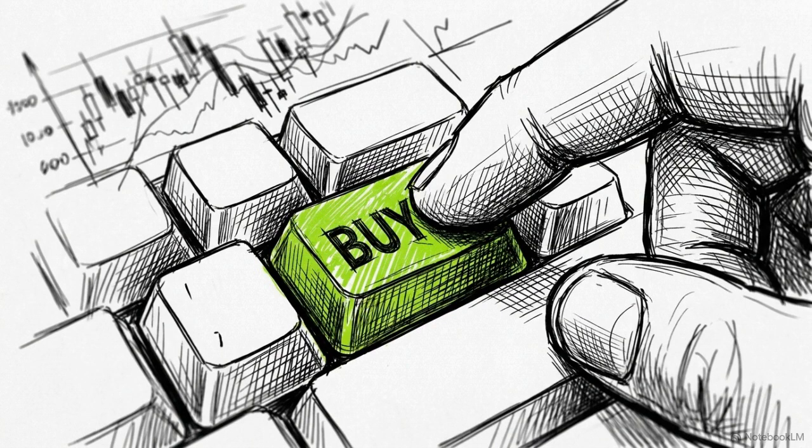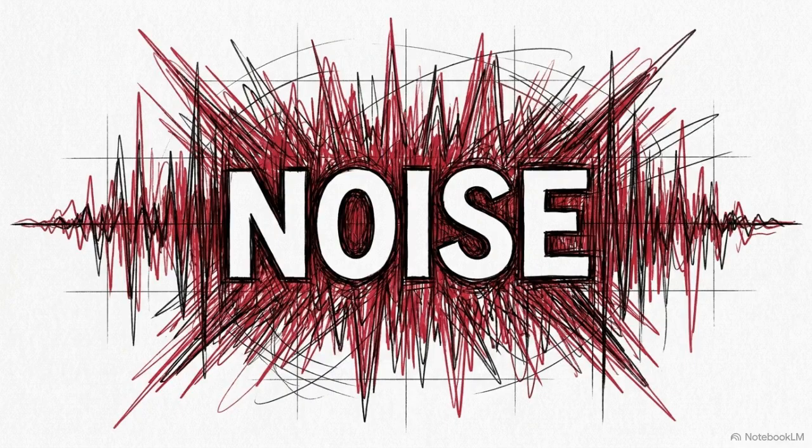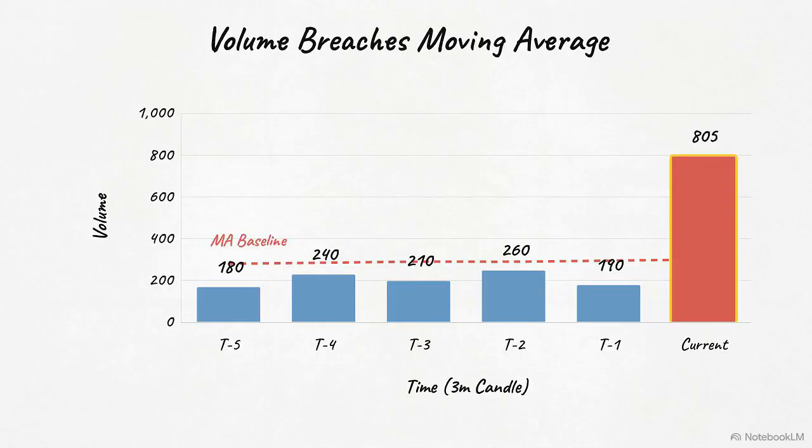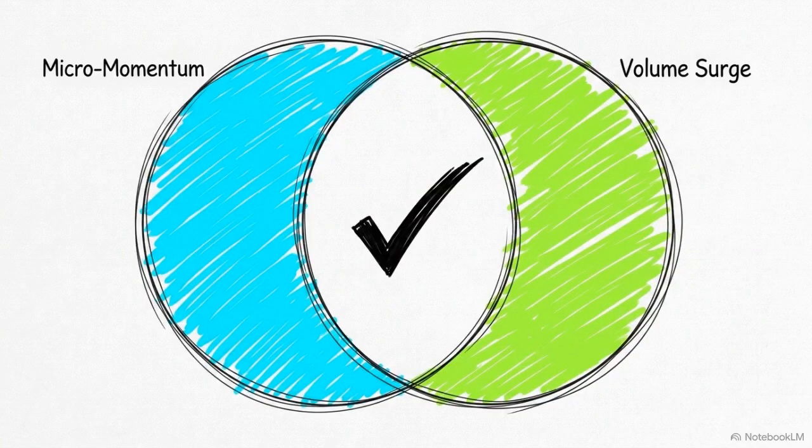The second requirement is volume verification, governed by the principle that price movement requires capital weight. Price movement without accompanying volume lacks the conviction to sustain a reversal. Without a surge in participation, the move is often just noise. To validate the institutional footprint, we require the current volume bar to aggressively breach its moving average baseline. When micro-momentum aligns with a confirmed volume surge, it indicates a statistical anomaly. This helps separate true institutional footprints from standard retail traps.